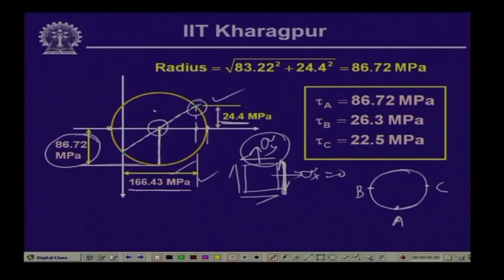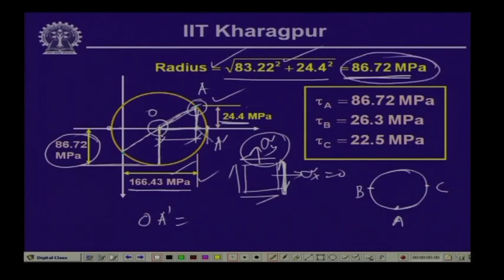If we call this point O, this A, and this A dashed, then the magnitude of OA dashed will be sigma x minus sigma y by 2, which is half, as sigma x is 0. So, we get half that stress as the normal stress, and this is the shearing stress. The radius will be equal to the square root of this square plus this square, indicated over here as radius equals the square root of 83.22 squared plus 24.4 squared, which is 86.72 MPa. That is the radius of this Mohr circle, and it gives us the value of the maximum shearing stress at that particular point.